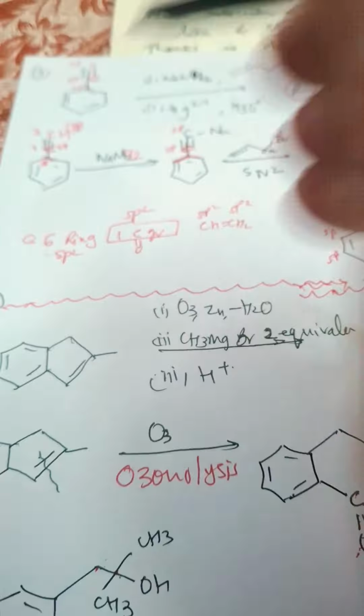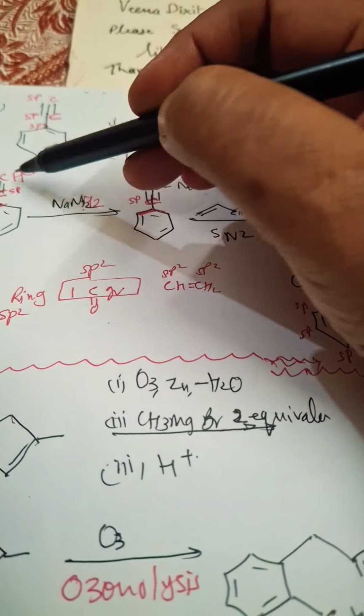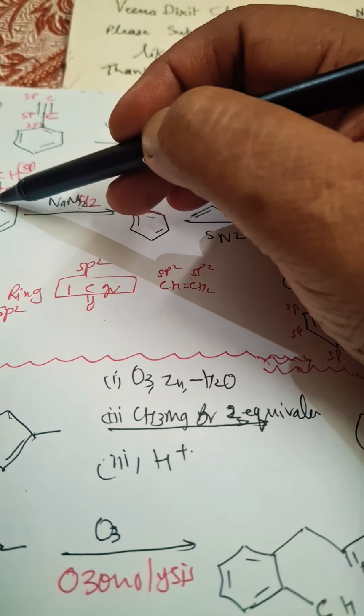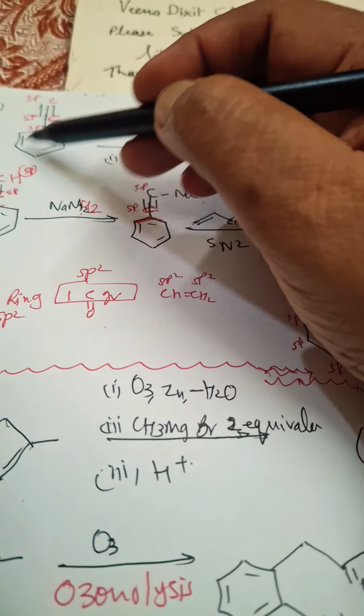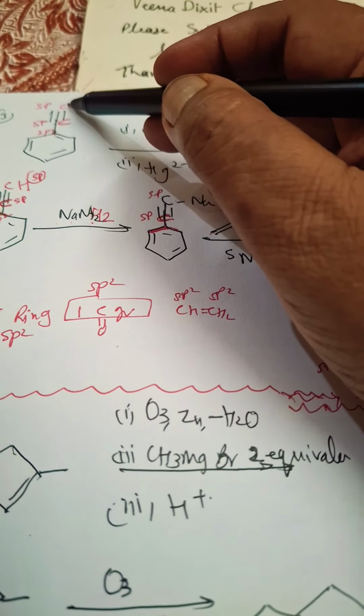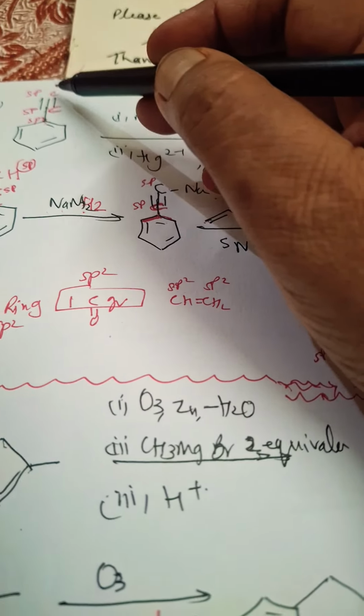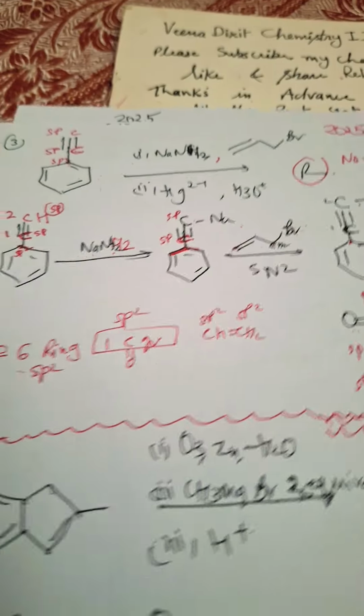So what you have to do, you have to search how many carbons are there outside of the ring. 6 carbons are there inside the ring, and then C triple bond CH. This is sp2 hybridized, this is sp hybridized, and this is sp hybridized. Means outside of the ring there are 2 carbons. Okay, so we can call it phenylacetylene.